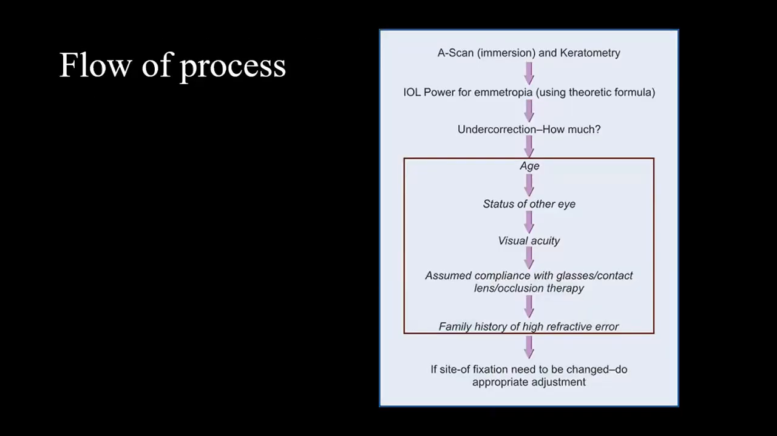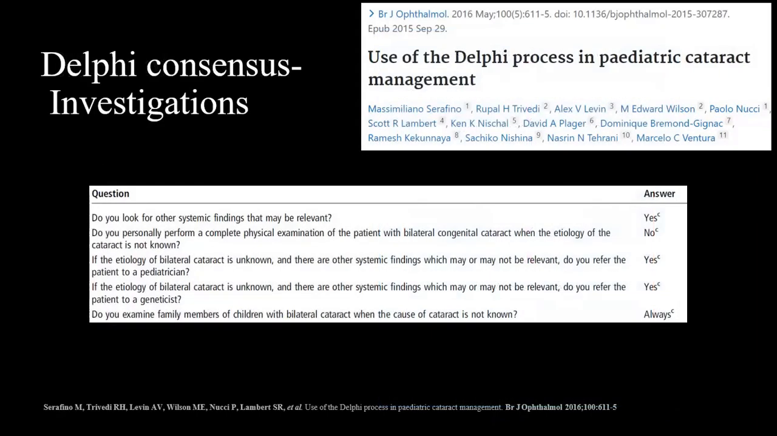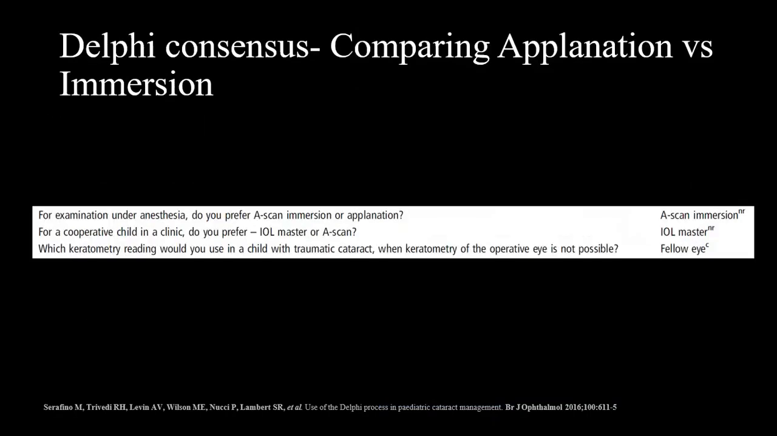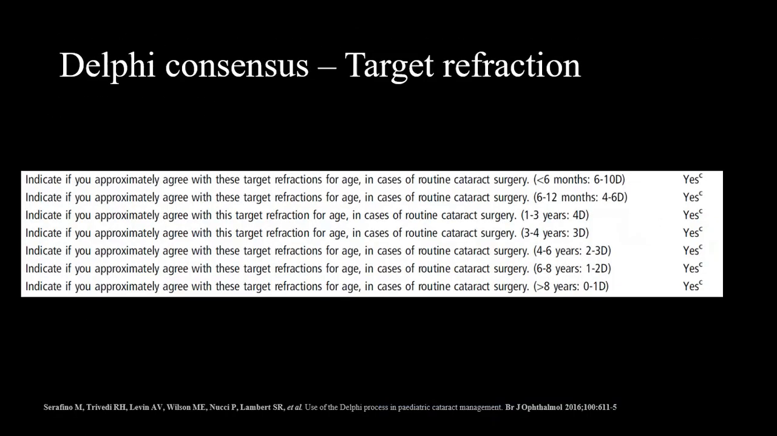So the flow of process usually is scan, IOL power for emmetropia, and then the undercorrection based on the age, the status of the other eye, visual acuity, the family history, and if any site of fixation is required, then we have to do appropriate adjustment. So this is the Delphi consensus, which has suggested almost what we have already discussed about the investigations, comparing the applanation and immersion, and about the target refraction.